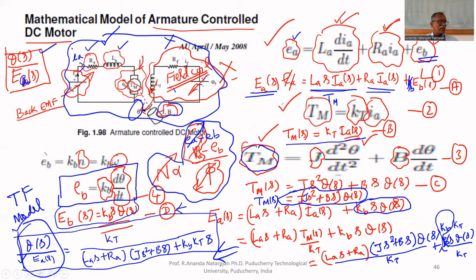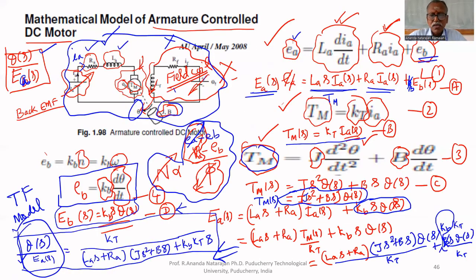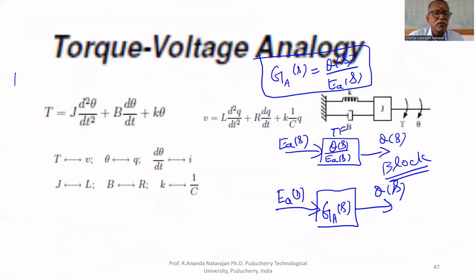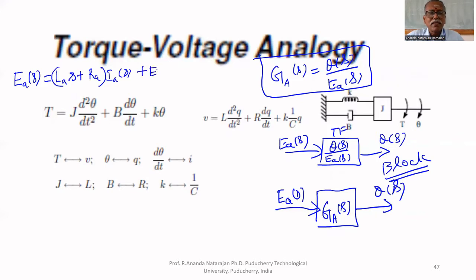That we will see now. Now, what is the first equation? The first equation is EA of S equal to (LA S plus RA) IA of S. Am I correct? Plus EB of S.